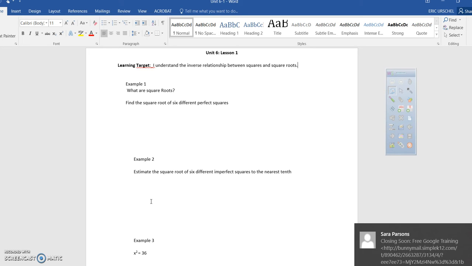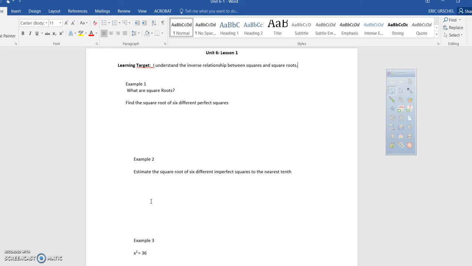We're looking at how squares and square roots work together, and how they are inverse relationships, just like addition and subtraction are inverse relationships, and multiplication and division have an inverse relationship. We're looking at how squares and square roots have an inverse relationship with each other.